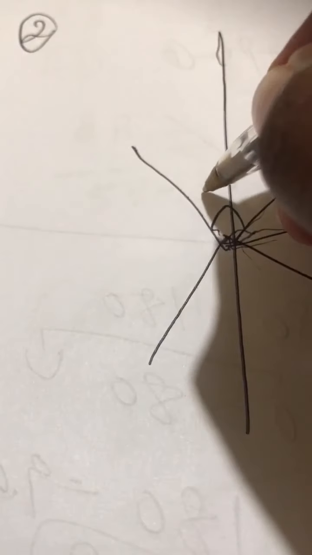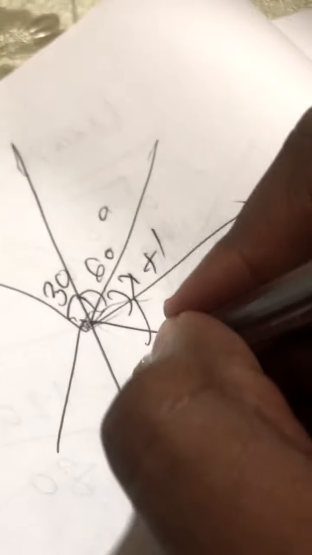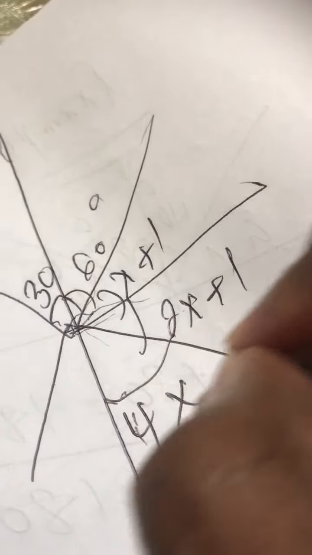Next example, we're looking at angles that form around 1 point. Angles that form 1 point here. Let's say we have this point, and different angles form around this point. Let's say this angle you have 30 degree. Here you have 60 degree. But this angle here is x plus 1, and this angle is 2x plus 1. This one, let's say, is 4x. This angle is 60 degree. So we need to find all these angles.